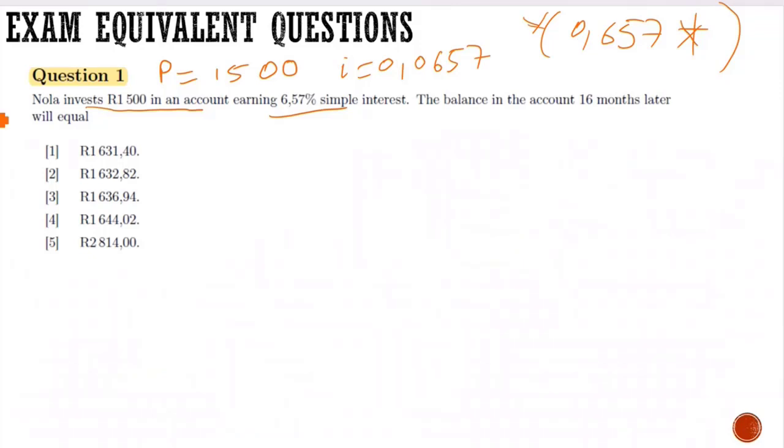Okay, the balance in the account 16 months later. Okay, we are asked to find our S. Look at the time here. The time is not written in terms of a year. So now we are going to have your 16 divided by 12. So then you can have an equivalent amount, which is a year. Okay, I'm not going to calculate the answer here, guys. I just want to show you how you extract and simplify your mathematics from the context.